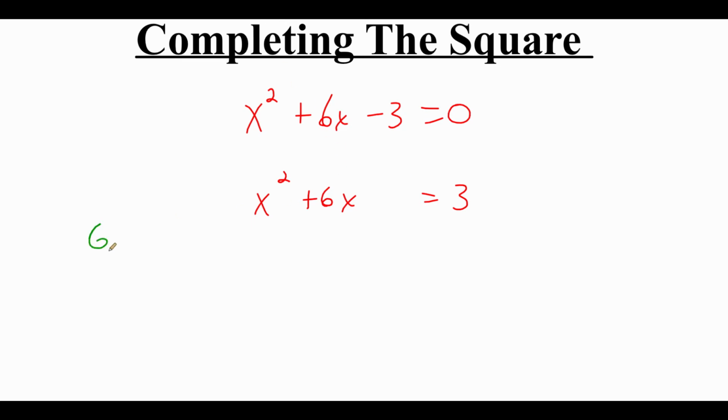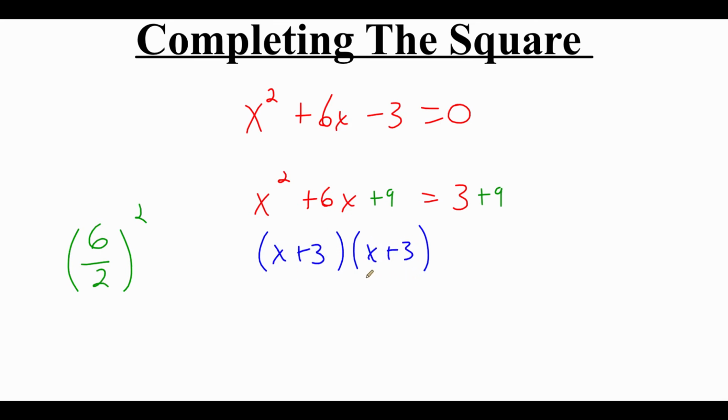I'm going to take that 6, divide it by 2, but then square it. 6 divided by 2 is 3, squared is 9. So I'm going to add the 9 here, but I also have to add the 9 on the right-hand side. I'm going to create my set of factors in here, multiplying to 9 and adding up to 6. I'm going to need x plus 3 and x plus 3. But again, because this is repeated, we can shorten that to be x plus 3 squared. On the right-hand side, if we add those together, we're going to get 12.